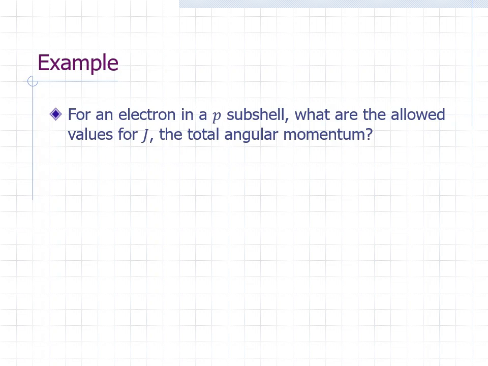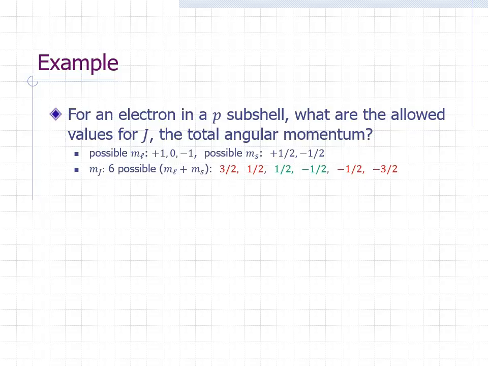Let's now consider an example involving an electron in a p subshell. For a p orbital, the orbital quantum number L is equal to 1. This means the possible values of M sub L are plus 1, 0, and minus 1. As before, the spin quantum number M sub S can take on the values plus 1/2 and minus 1/2. To determine the possible values of M sub J, we form all possible sums of M sub L and M sub S. Doing this, we obtain 6 values: 3/2, 1/2, 1/2, minus 1/2, minus 1/2, and minus 3/2.